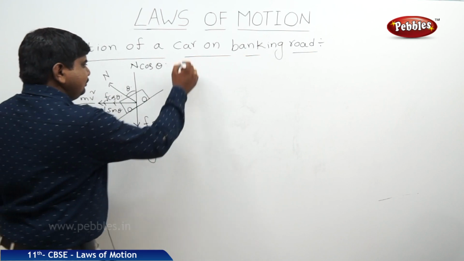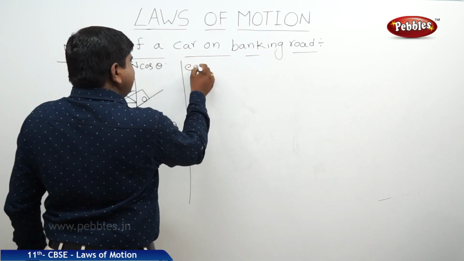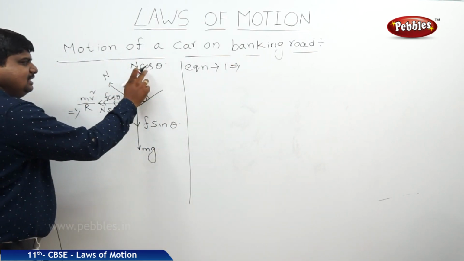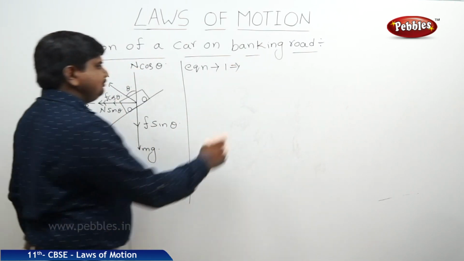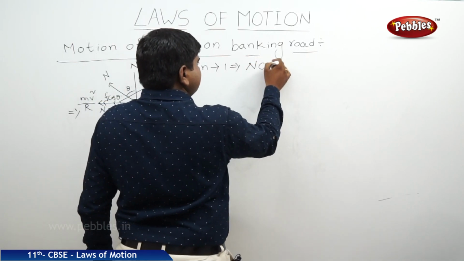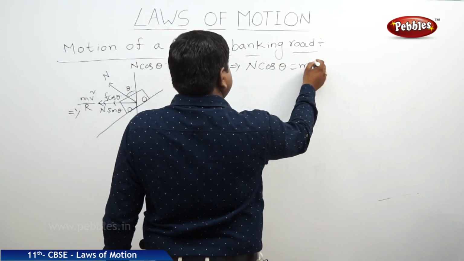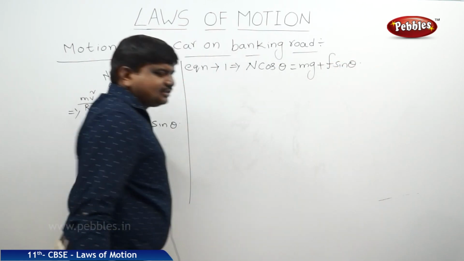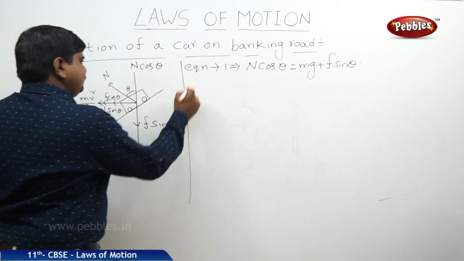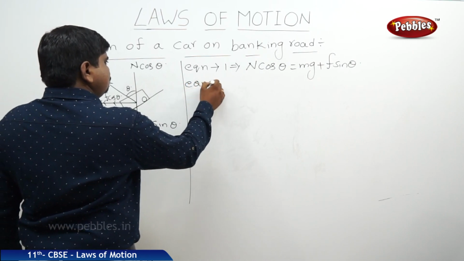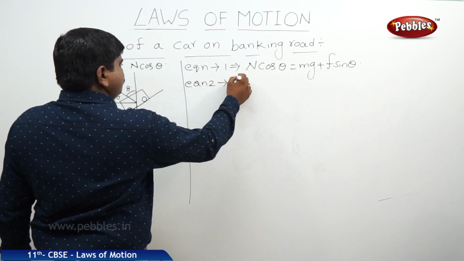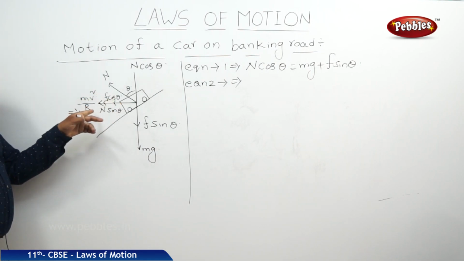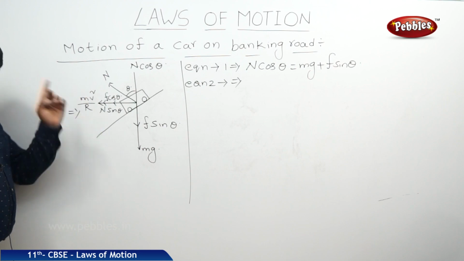So therefore, equation 1 is n cos theta is equal to F sin theta plus mg, where F is the frictional force. If you see equation 2, n sin theta plus F cos theta is equal to mv square by r, nothing but the centripetal force.